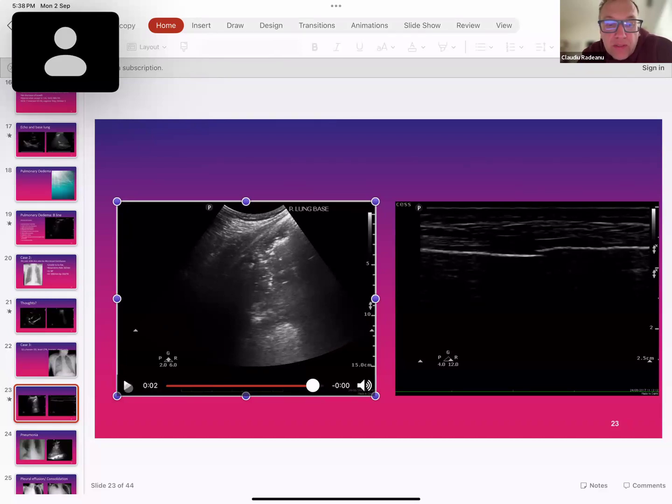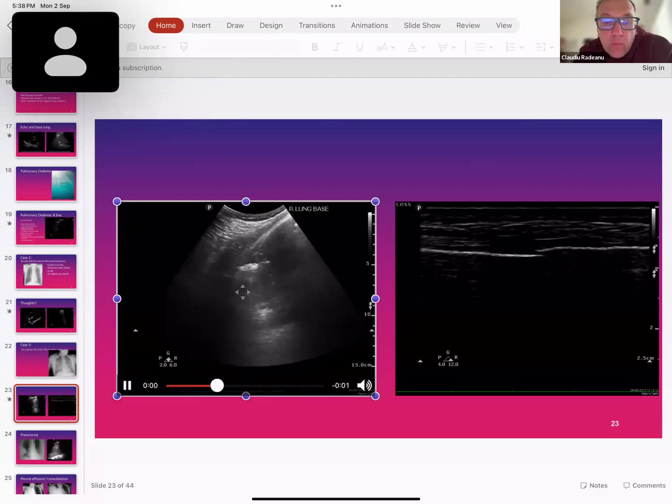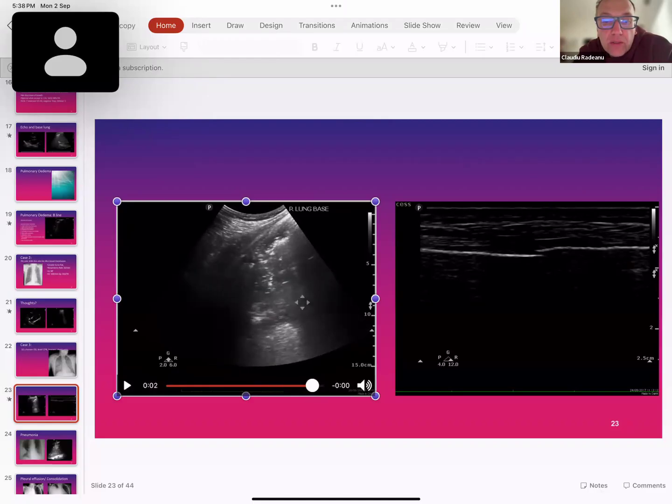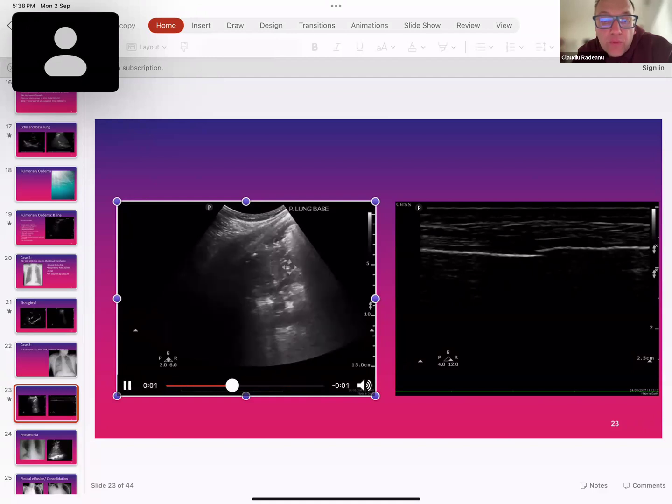But the typical aspect of it is that you have air, which is this white hyperechogenic. Bear in mind the air reflects it. So, but you go through an echogenic structure as well. So that's why it appears as a white aspect, because it reflects. We call it hyperechoic. And it moves with respiration.